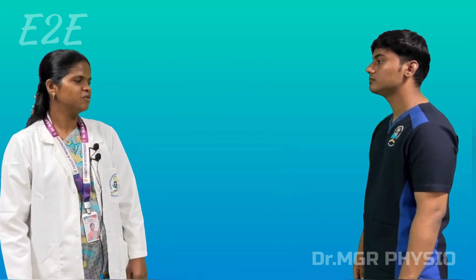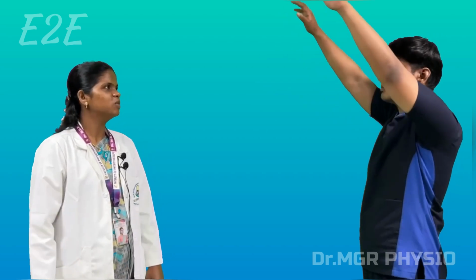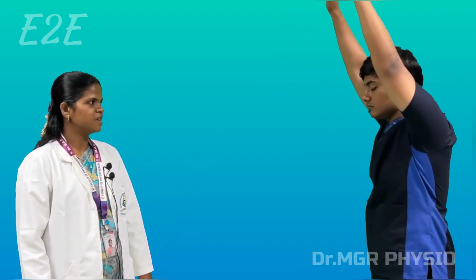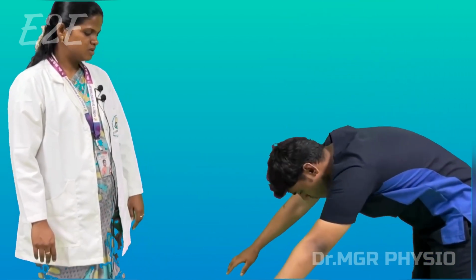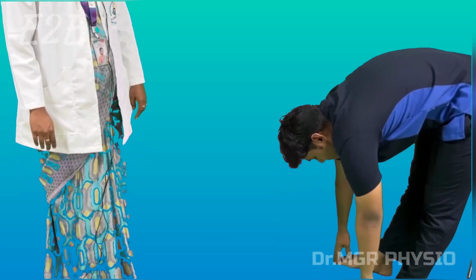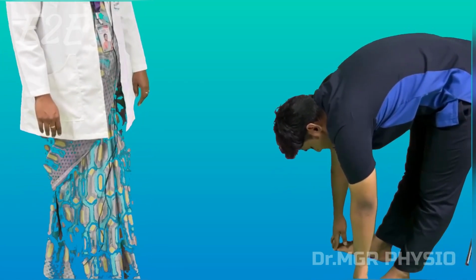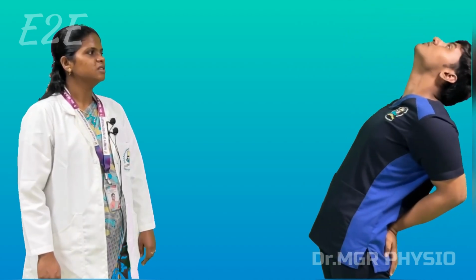First movement is forward flexion. Take your hand upward and bend towards your front side. Try to touch the floor. So this is forward flexion. Come to neutral. Relax. Keep both your hands on the butt. Try to bend backwards. This is extension of your spine.